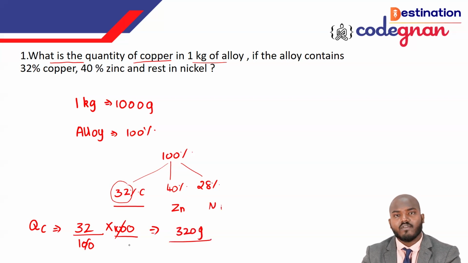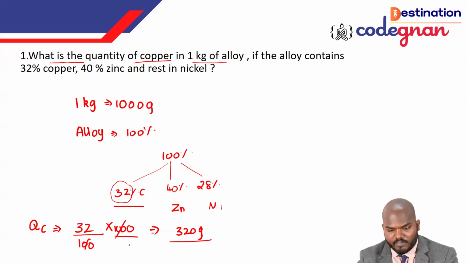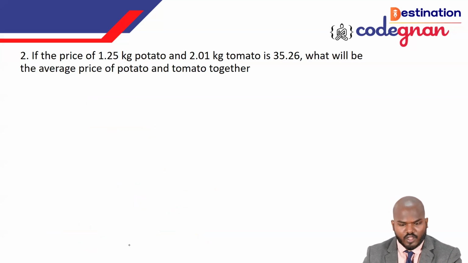So finally we can say that for this particular question, the quantity of copper in the 1 kg of alloy is around what? That is 320 gram. So that is the correct answer to this question. You see how we can easily find this out. This is about the quantity it is talking about. Okay, so next we'll go on to the next one.